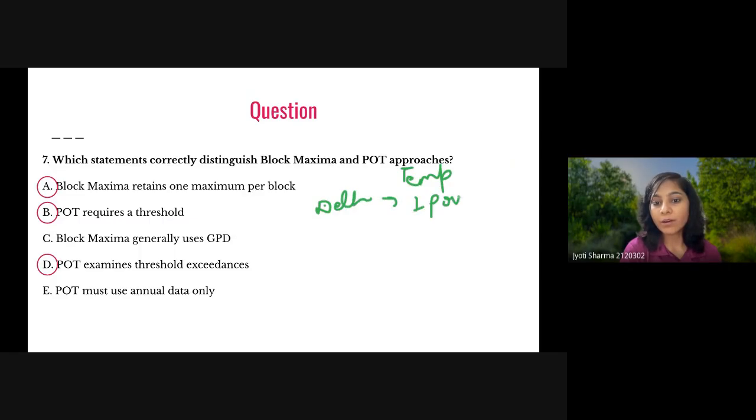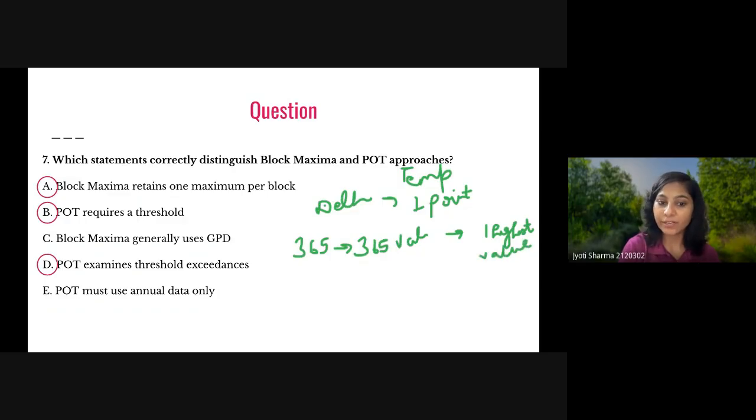For that one point, we have some station and we are getting the data set. In 365 days, for one year, we will have 365 values, but we are selecting just one highest value. Let's say we calculated such a data set for 20 years.